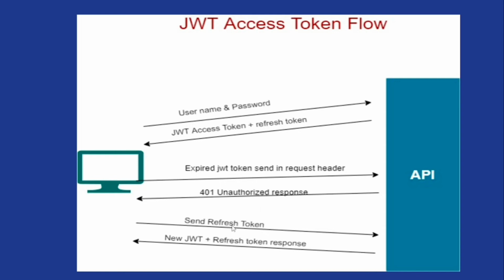In that case, what does the client do? It sends the refresh token, and the API project validates the refresh token and generates the appropriate JWT access token and also a new refresh token, because once we use a refresh token, we should not use it again. So while creating a new JWT access token, a refresh token is also generated. Next time, the user needs to use the newly created refresh token.